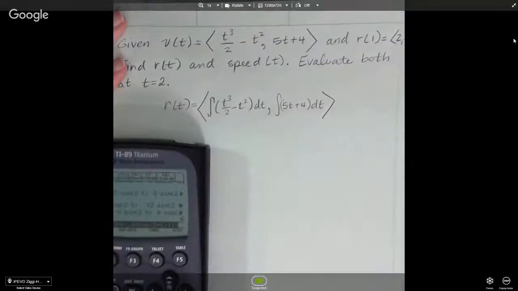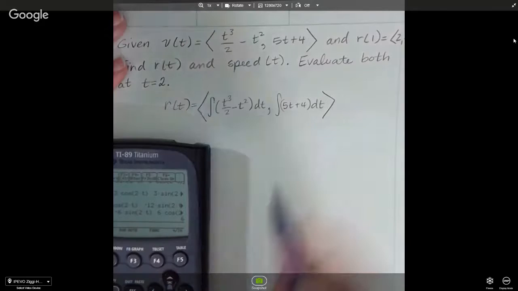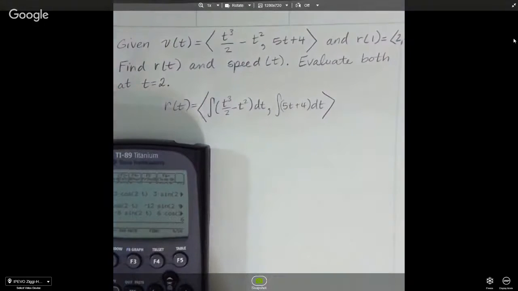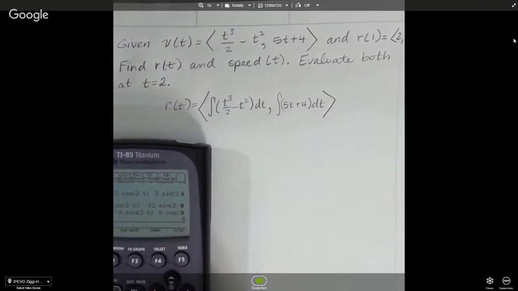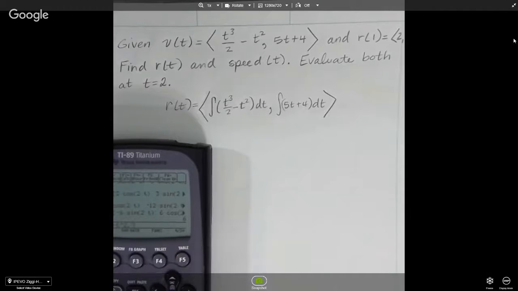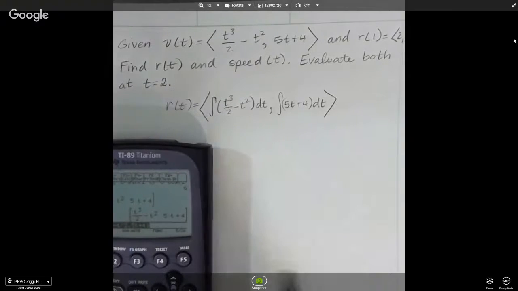All right, and then I'm going to have the calculator actually do that for me. So we're going to have to input our vector first. So let's do second above the comma there, and we're going to say t to the third divided by 2 minus t to the second, comma, which differentiates between the x component and the y component, 5t plus 4. And then I'm going to close my vector out with a closed bracket. Press enter. There's my velocity vector.